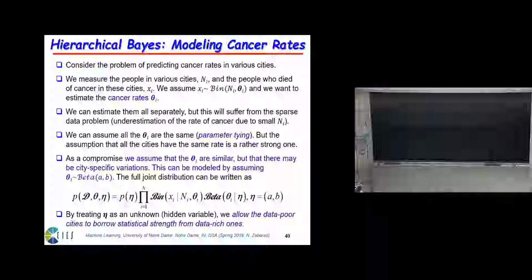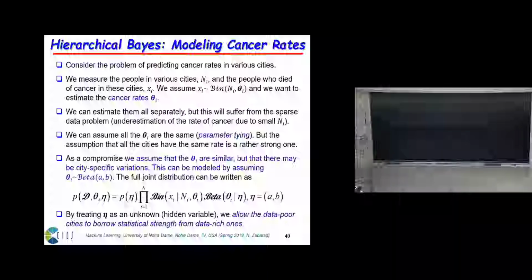Now, a good model for every city to compute Xi is to actually postulate a binomial distribution. So you say in population of Ni, Xi people have cancer, and θi is the probability of getting cancer in city i. Okay? So that's our standard problem. So the objective of this problem is to calculate the cancer rates θi for each city i.